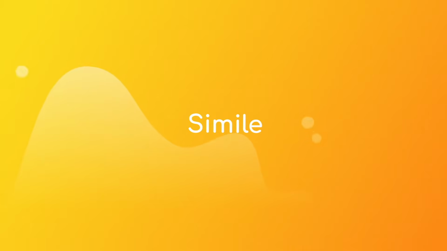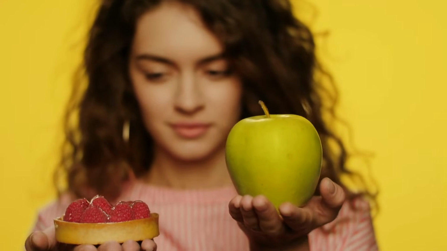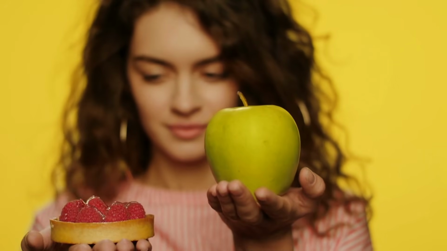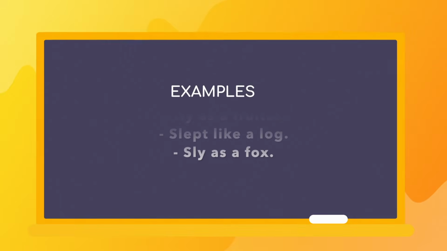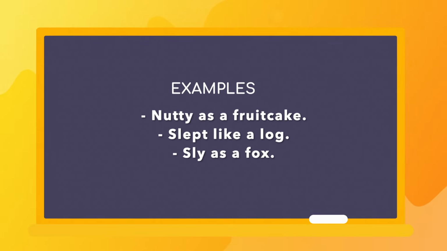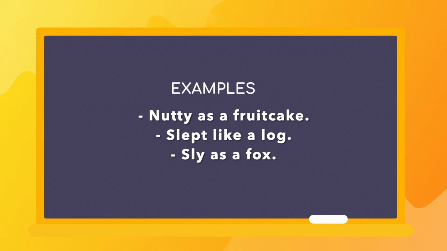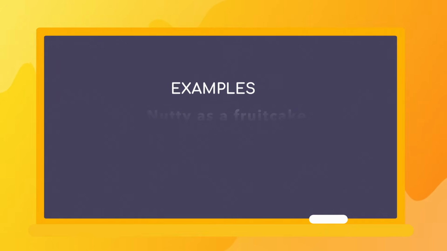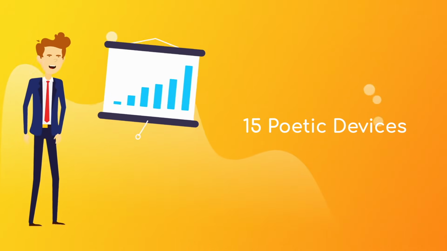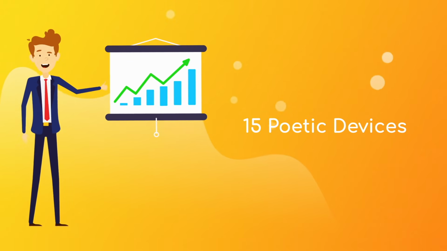And the final one, simile. Similes are poetic devices where two essentially dissimilar objects or concepts are compared. They are compared using the words like or as. The purpose of similes is to create an explicit comparison between two things that are different enough from each other such that their comparison appears unlikely. Here are 3 examples. And there you have it, an introduction to 15 poetic devices.